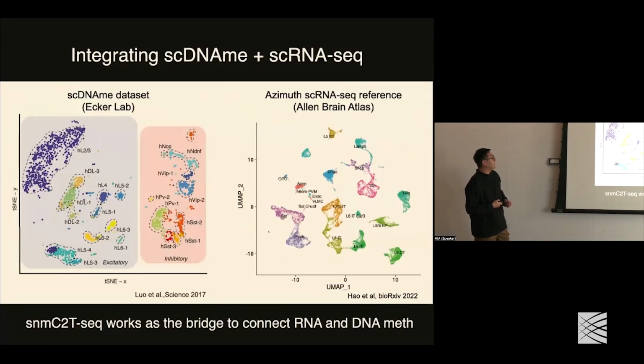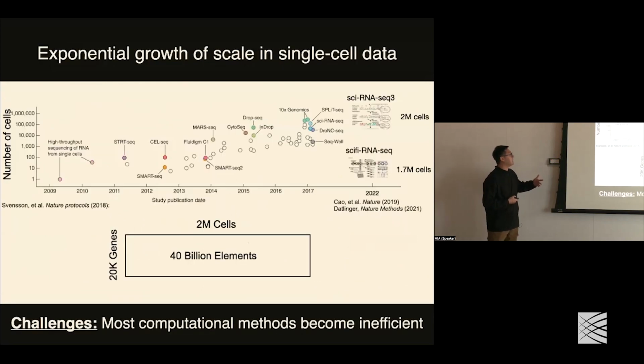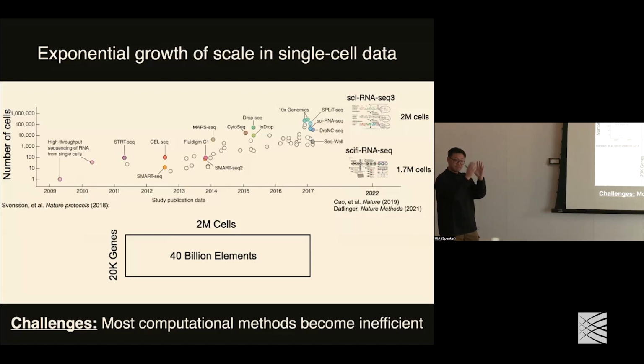Beyond this cross-modality integration, the other direction that people put a lot of effort into for new technology is the throughput of single-cell RNA-seq. Before we could just measure tens of cells, then hundreds, thousands. Right now, with sci-RNA-seq and Cypher-RNA-seq, you can easily get millions of cells. Because of the expansion of those data, most computational methods become inefficient, either requiring huge memory or taking a very long time to run.